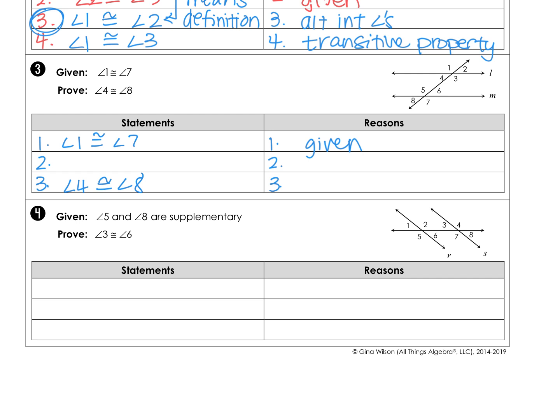All right, angle 1 and angle 7. What kind of angle pair are those? Alternate exterior angles. Are they supposed to be congruent? Yes. So can we conclude that line L is parallel to line M? Yes, line L is parallel to line M. And is it going to be the regular or the converse? The converse is going to be alternate exterior angles converse.